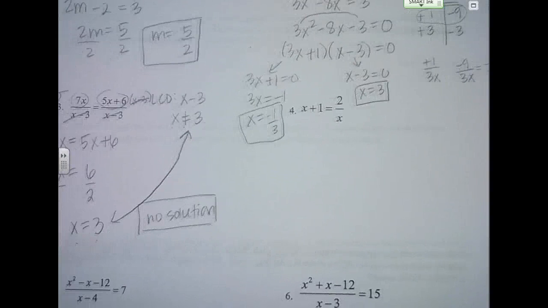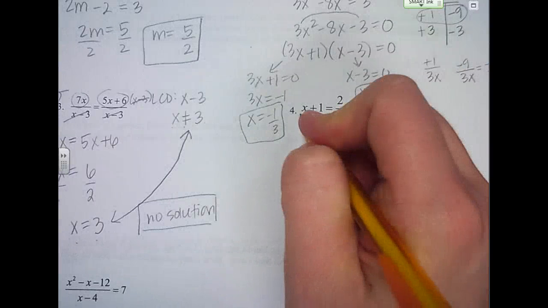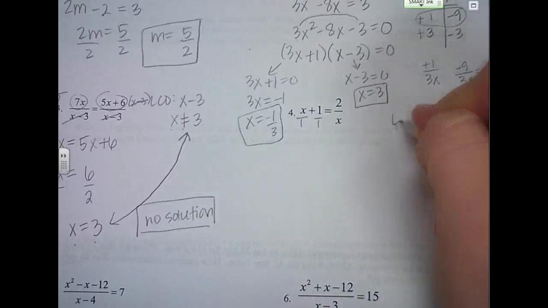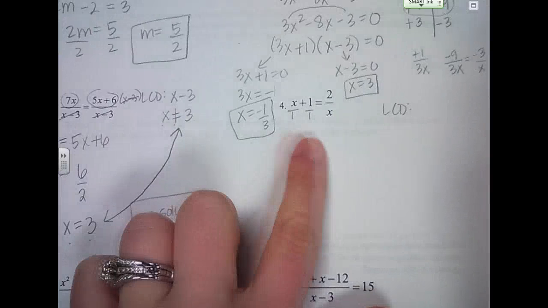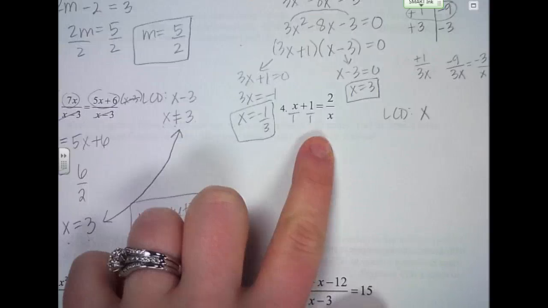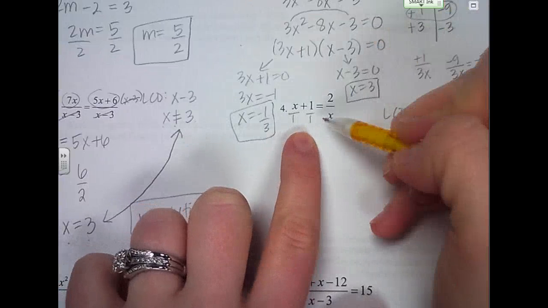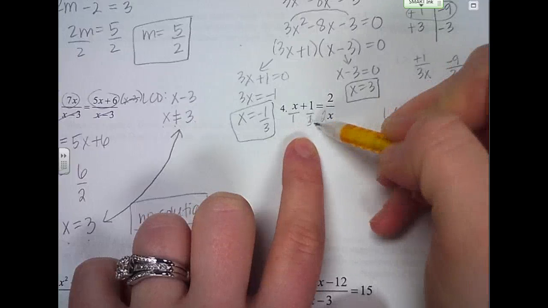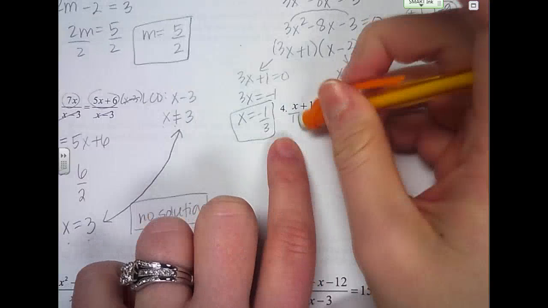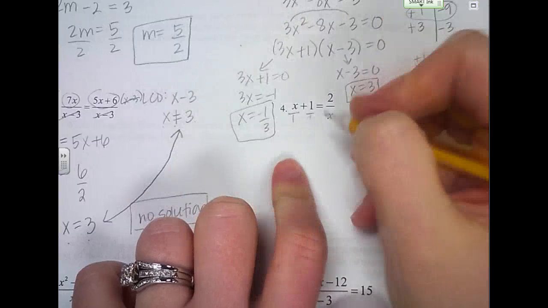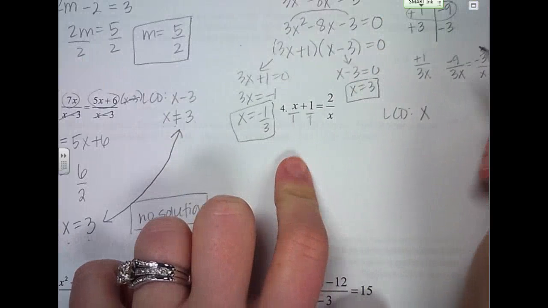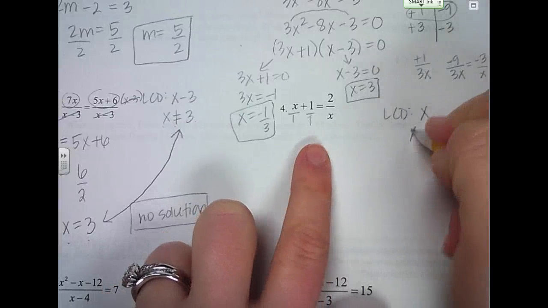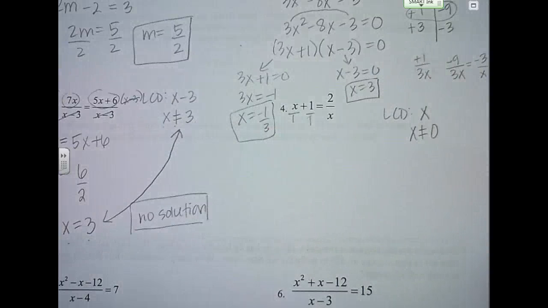Okay, number 4. Go ahead and, if there's no denominators, put 1s under the denominators. And now let's find our LCD. So our LCD would just be a 1x because there's no numbers here. If, say, there was like a 2 here and a 3 here, we would need the 2 and the 3, so it would be then a 6x in the denominator. But in this case, it's just the single 1x. Since it's a single x, x cannot equal 0.